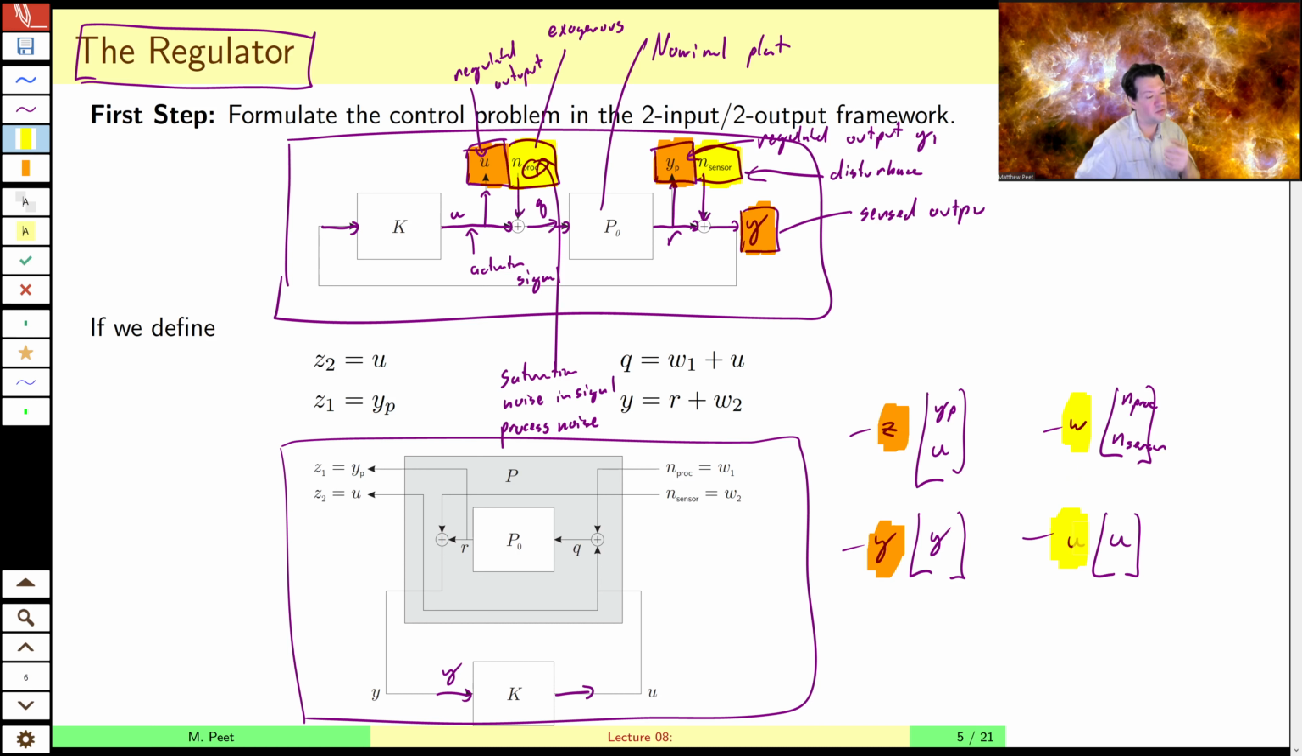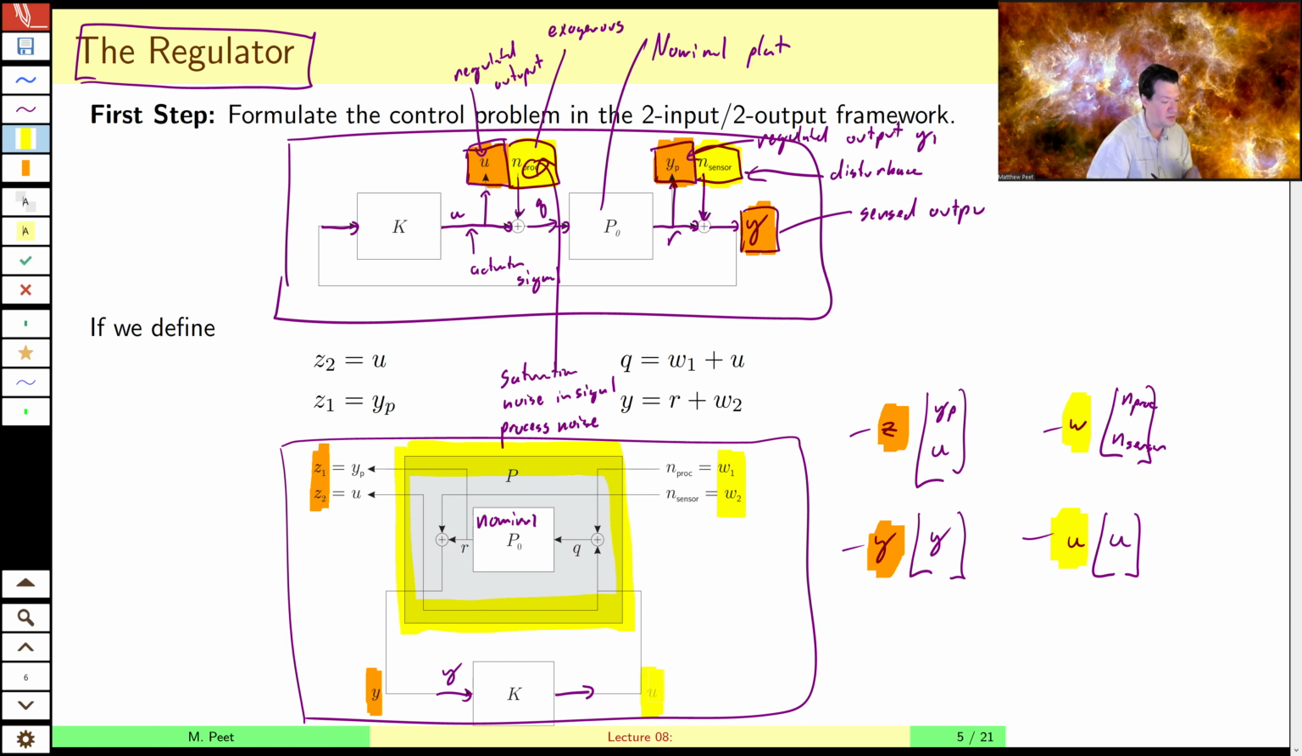Right, and so now we've labeled everything. And now we have to write this in the two input-output framework. So we have to find this aggregate plant, which is, of course, not the same as the nominal plant. So the feedback plant, if you will. So here's our Z's, here's our Y's, here's our inputs W, here's our inputs U.